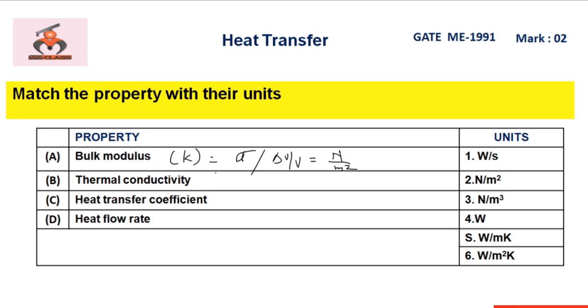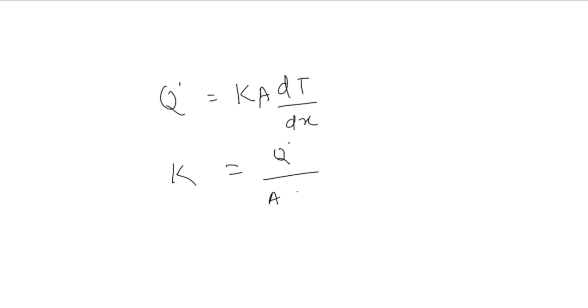Next is thermal conductivity. Thermal conductivity is also denoted by K. We know that from the Fourier equation, Q dot equals K A dT by dx. From the above equation, we can write K equals Q dot by A dT by dx.